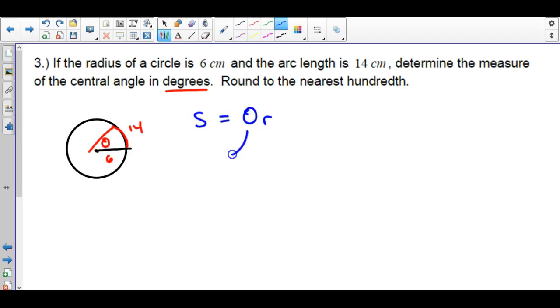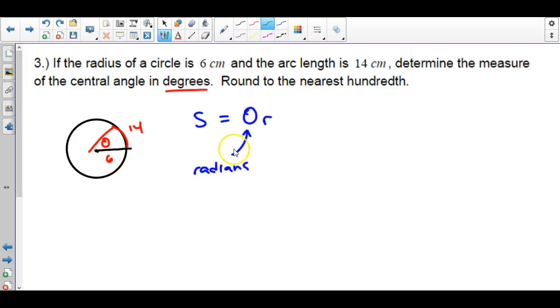But the catch is, theta is measured in radians. So what we're going to do is solve this equation for theta, but then we're going to use what we just did on this last slide and just convert it right back into degrees. So it's essentially just solving a really easy one-step algebra equation and then using that conversion from the last example.